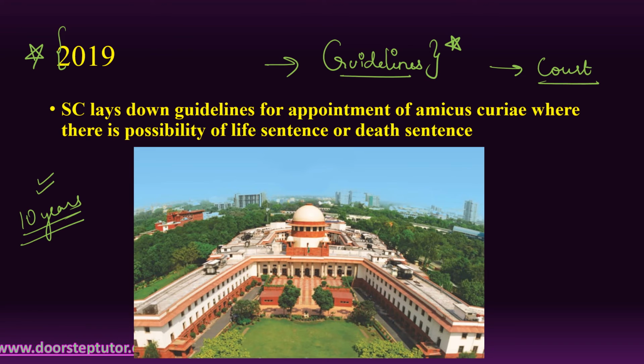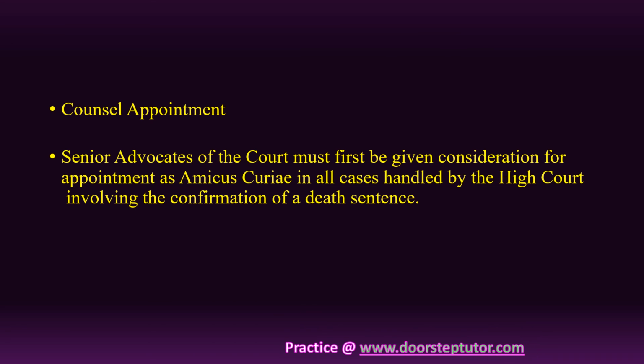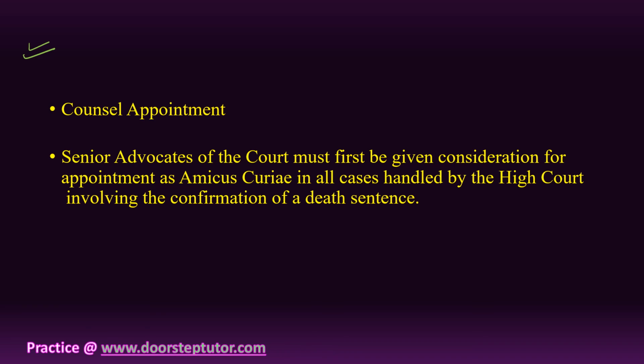So what we are learning here is that there are certain guidelines, and not anybody can become an amicus curiae. If we are talking about the friend of the court, that has to be a person having that expertise, that knowledge, right? And we need to accept them from the particular expert person only. Also, it said that in all matters dealt with by the High Court concerning confirmation of death sentence, senior advocates of the court must first be considered to be appointed as amicus curiae. So these were the recommendations that were made.